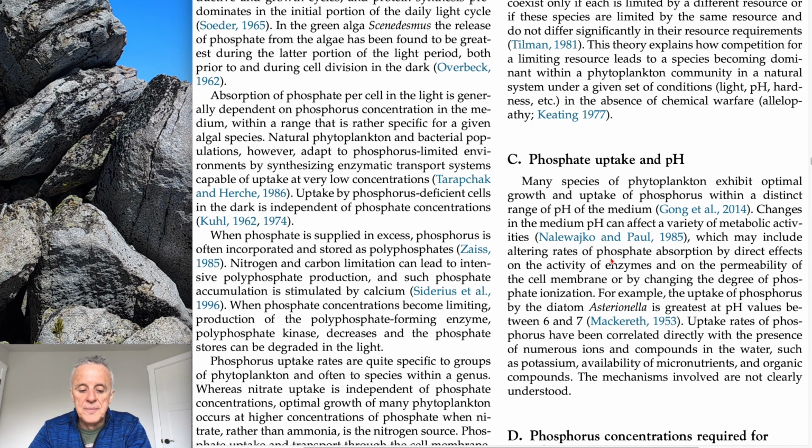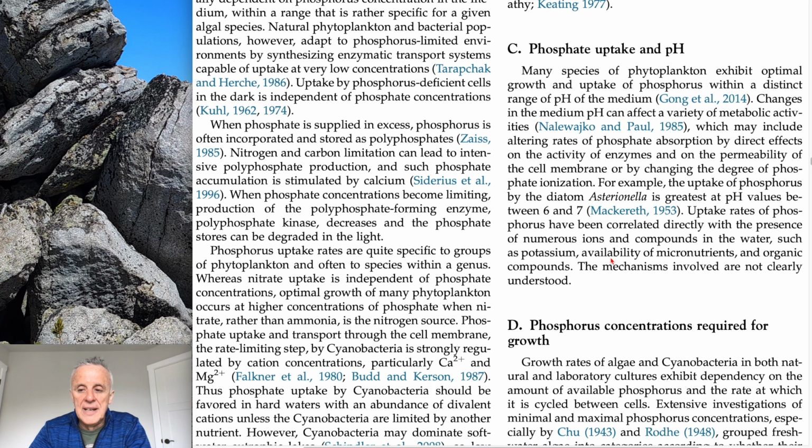Phosphate uptake and pH. Many species of phytoplankton exhibit optimal growth and uptake of phosphorus within a distinct range of pH of the medium. Changes in the medium pH can affect a variety of metabolic activities, which may include altering rates of phosphate absorption by direct effects on the activity of enzymes and on the permeability of the cell membrane, or by changing the degree of phosphate ionization. For example, the uptake of phosphorus by the diatom Asterionella is greatest at pH values between 6 and 7.